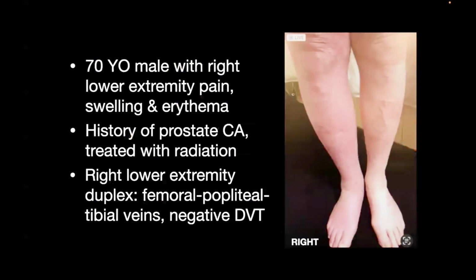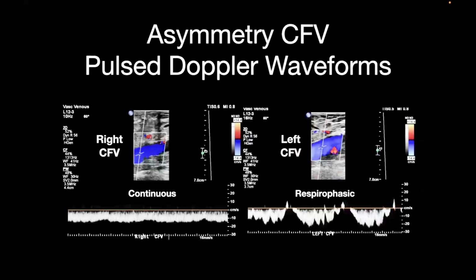And then this last case involves a 70-year-old gentleman. He's got a symptomatic right leg. His history is consistent with prostate CA, and he was treated with radiation. He did have a negative DVT study. I did find here a continuous wave pattern at his right common femoral. And typically when we have this finding, this is consistent with obstruction.